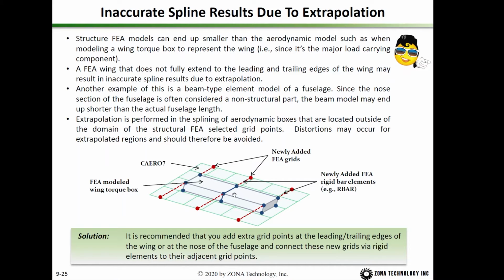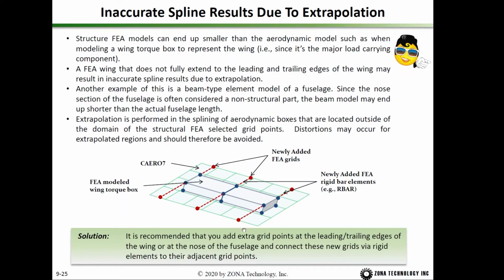So in this case, the structure model is smaller than the aerodynamic model, because in the aerodynamic model you have to model the whole wing. If you only include those structure grids in the spline and you are doing extrapolation, that will lead to poor spline results. So to circumvent this problem, you have to go into the structural model.